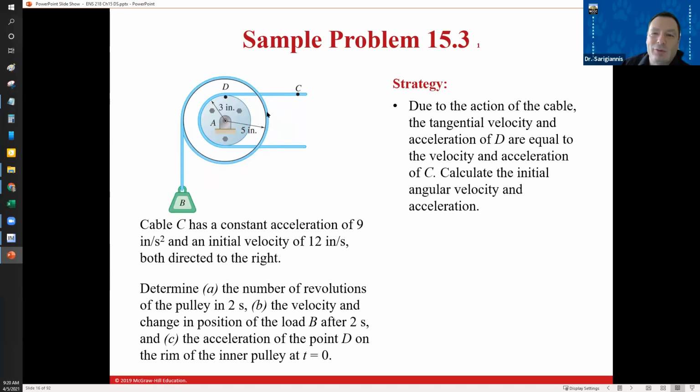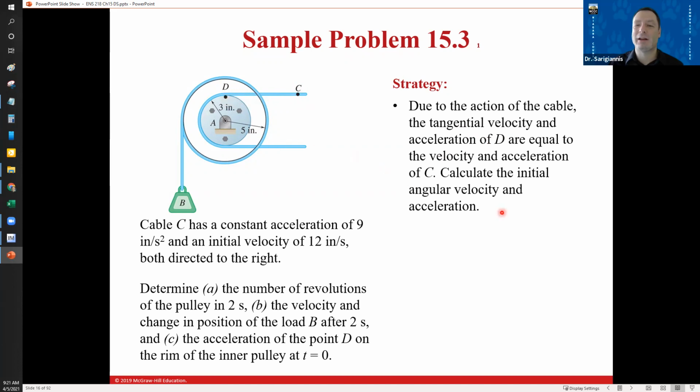All right, so the first observation we can make is you've got this cable, and we're assuming there's pretty much no slip in this attachment of the cable to the center shaft, the inner pulley. So the initial assumption you can make is that the tangential velocity and acceleration of D is equal to the velocity and acceleration of C, right? Because this is basically the tangential vector of that point.